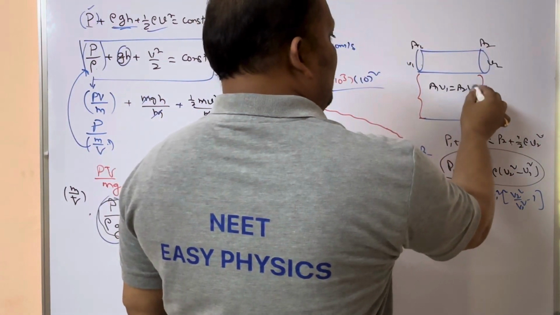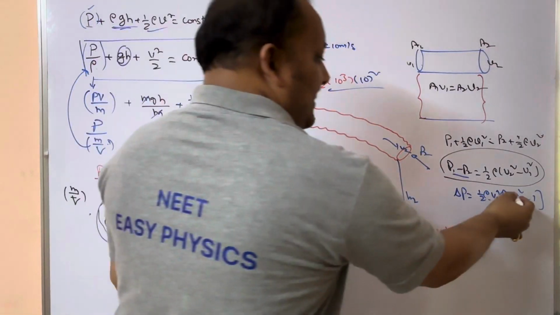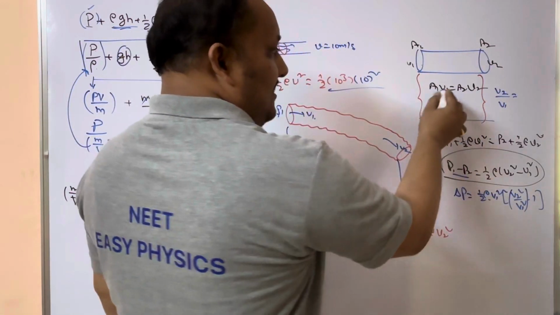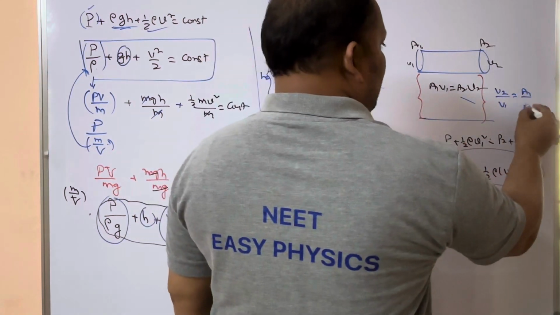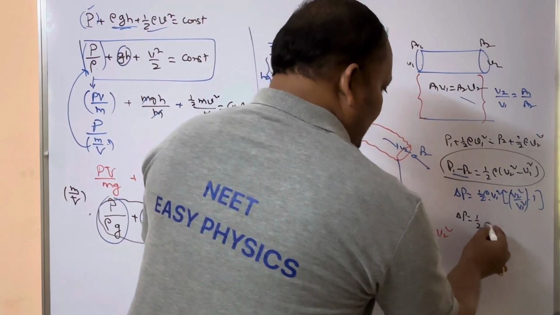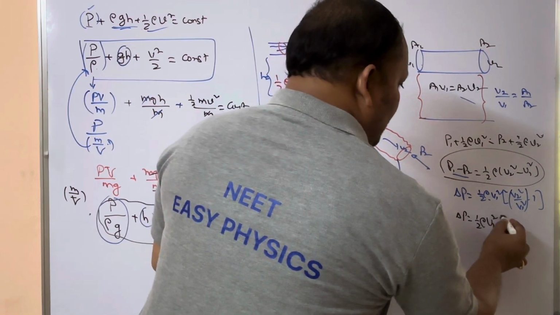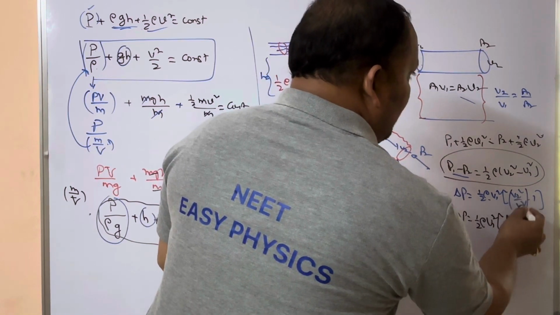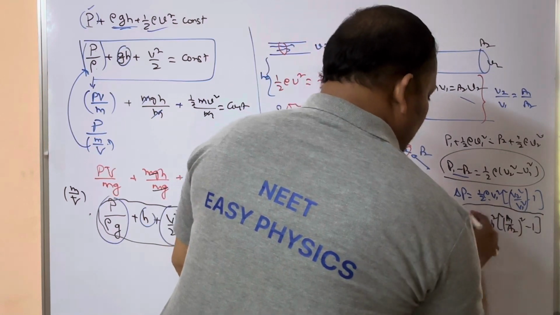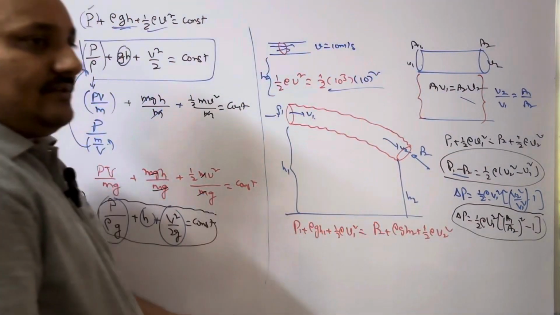A1 V1 is equal to A2 V2. So by taking this equation, V2 by V1 can be replaced as A1 by A2. So same aerodynamic lift of rho V1 square into V2 by V1 means (A1 by A2) whole square minus 1. This is a very important equation.